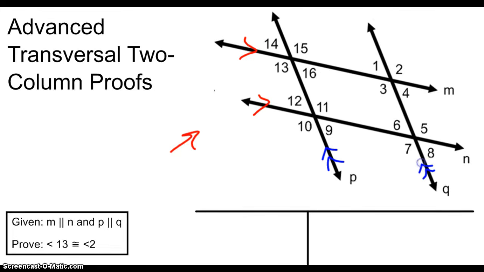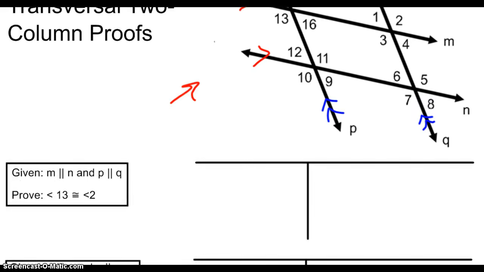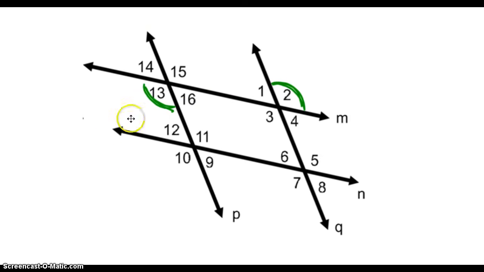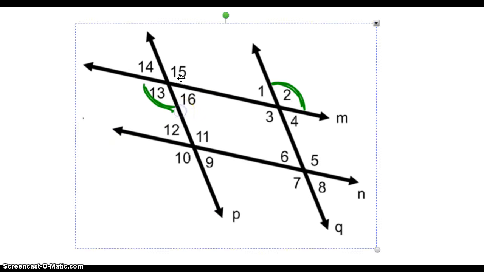Remember to use different markings to show that P and Q go together and M and N go together. And I've got to prove that angle 13 is congruent to angle 2. So angle 13 is congruent to angle 2. All right, well this is kind of hard to see. Let's talk about some tips for how to work with this big picture here. Right, so here's a bigger picture of our quadruple transversal mess. And I've got 13 and 2 marked. And so what's the relationship between 13 and 2?